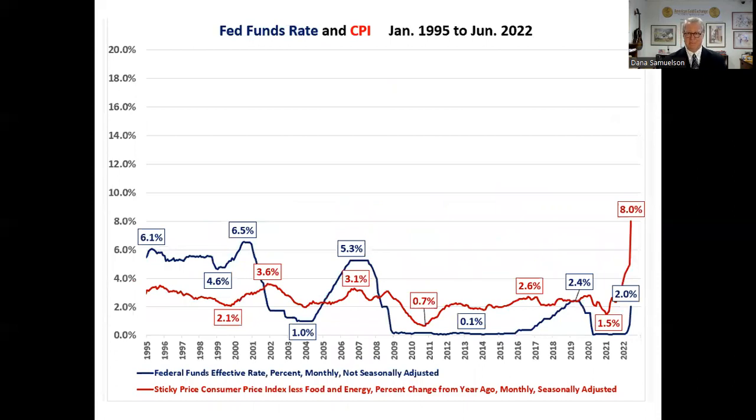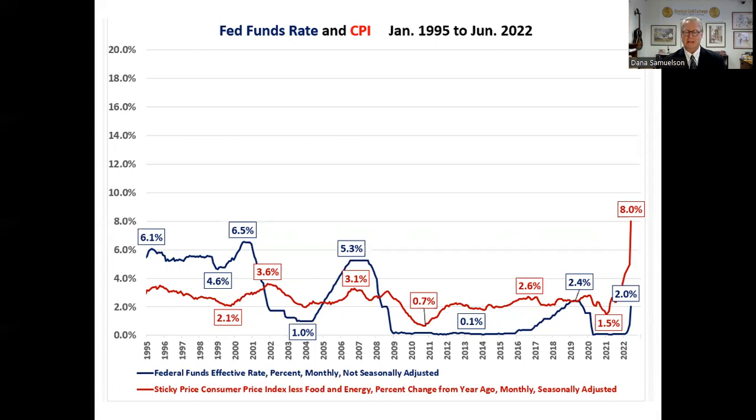This is the same data from 1995 to last month. You can see how tame both the Fed funds rate and the inflation rate have been over the last 20 years until now. And actually, this is last month's data. The inflation rate today is 9.1%.